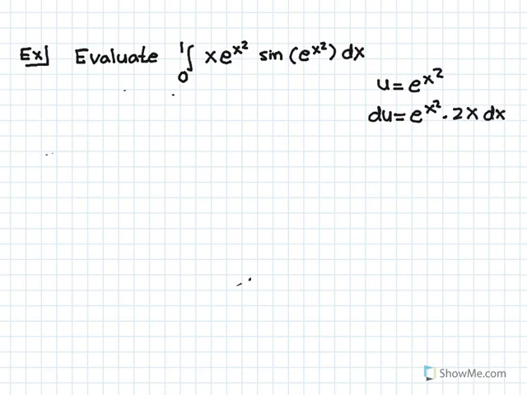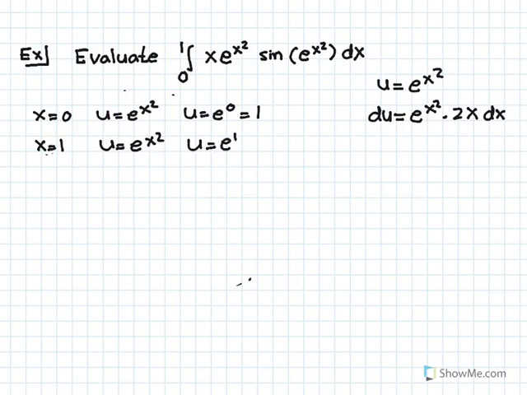Alright, let's change the limits. X equals 0, that's the lower limit. U is equal to e to the x squared, so we get u equals e to the 0, and e to the 0 is just 1. X equals 1, that's the upper limit for x. Plug that into u, we get u equals e to the x squared, so u equals e to the 1, and that's just e.